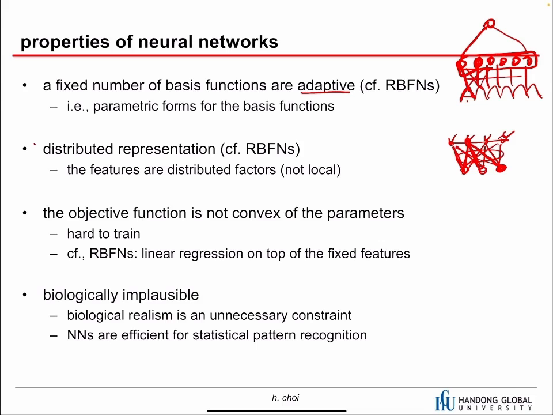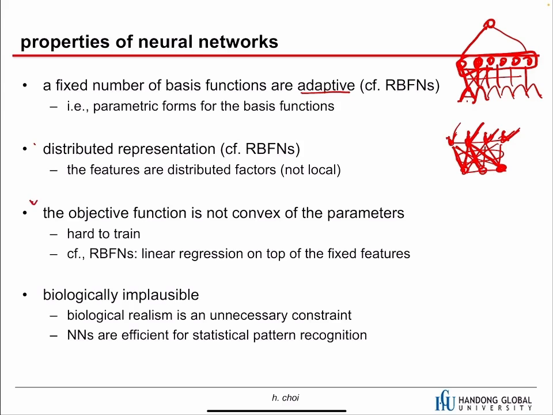And the next one says a neural network has a distributed representation. In the RBF networks, these basis functions are local functions. And when we have one input x, then the closest basis functions will work dominantly, right? But in the neural networks, that's not the case. So all the nodes in the hidden representation will work. So it will extract some feature from this input, and this one will extract another feature, another feature, another feature.